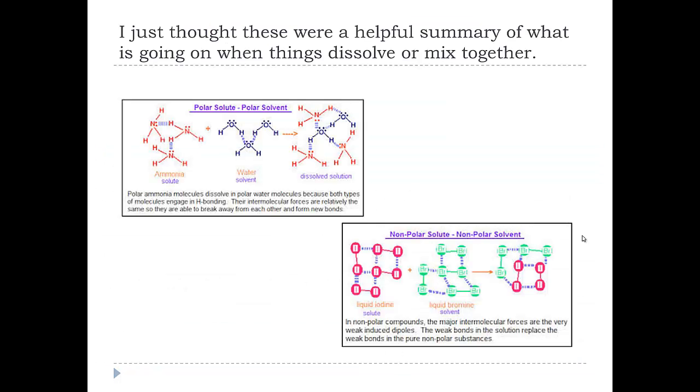And I liked these two things that illustrated what happens when you mix things together. So take a moment and read through them. I just thought it was kind of a cool way to look at them, so I'll give you a minute for that.